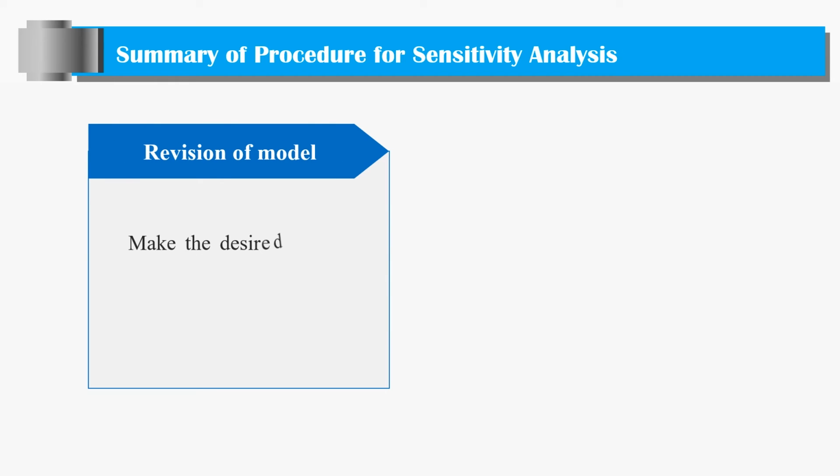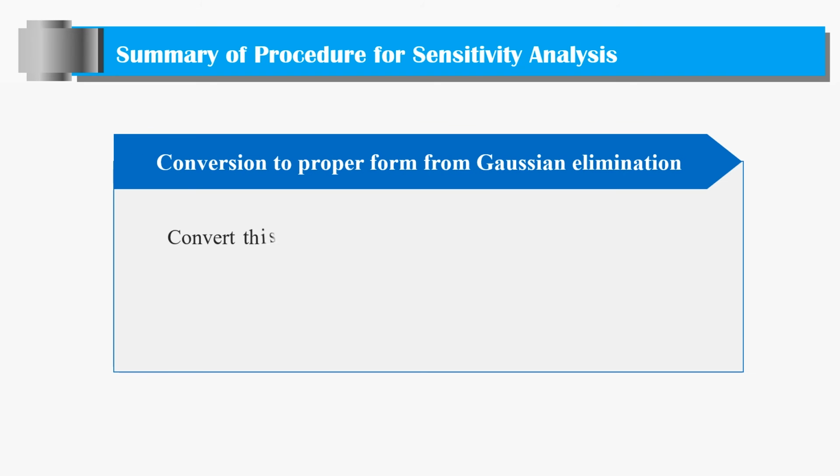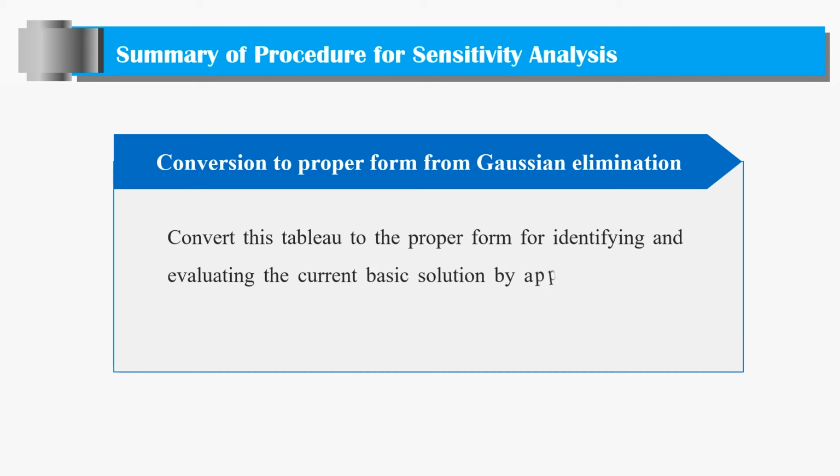First, we want to revise the model. Make the desired change or changes in the model to be investigated. Second, we want to revise the final tableau. Use the fundamental insight to determine the resulting changes in the final simplex tableau with all the formulas given. Third, we want to convert our final simplex tableau to the proper form, and then start from there, check whether it passes the optimality test or feasibility test.